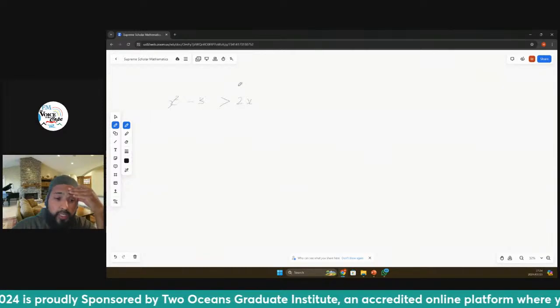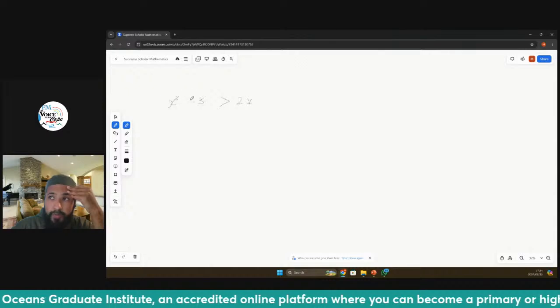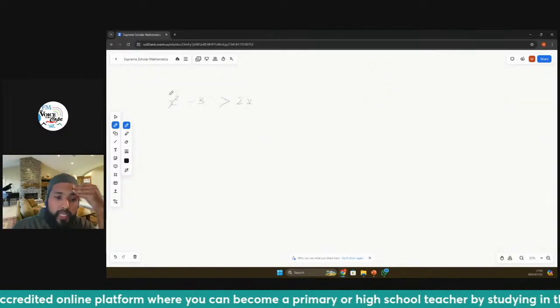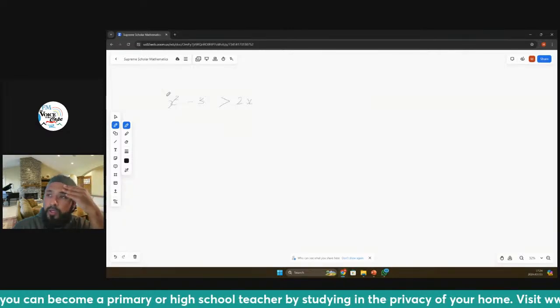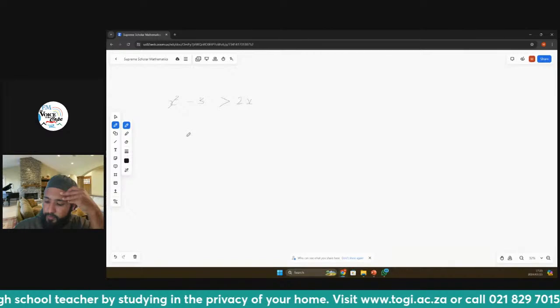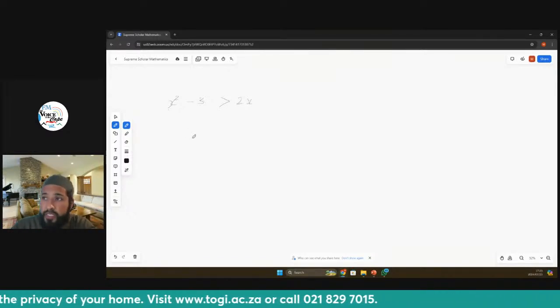And maybe we should translate this into English. What this is actually asking is, what number squared minus 3 is greater than 2 multiplied by that same number? That's what this is asking you in English, like a word sum, if you want to call it that. So how do we solve this? The way we solve this is as follows.